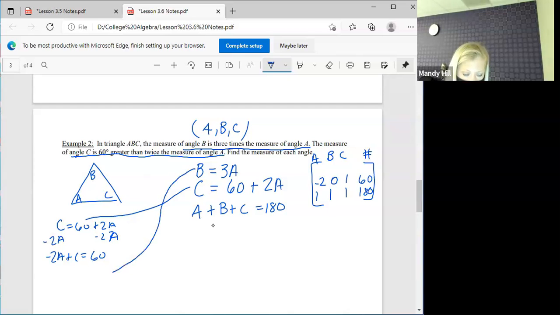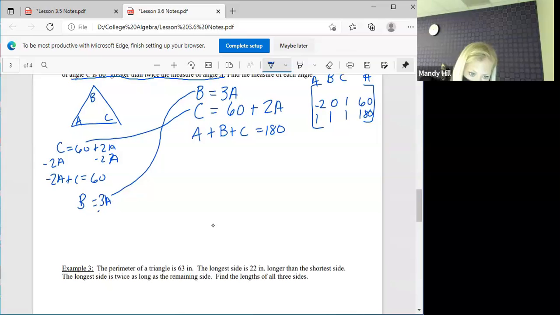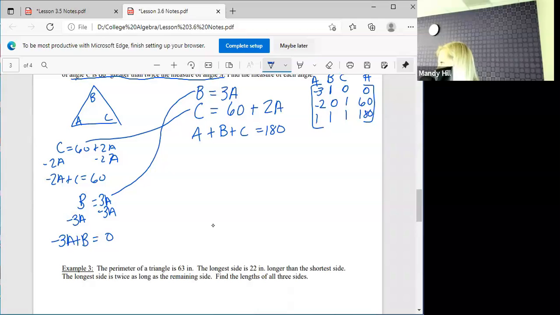Okay, on this one, if I want it to go on the graphing calculator, B equals 3A. Well, I can make that happen. I can subtract 3A, get it over here with the B, so that would be negative 3A plus B is equal to what? 0. So on my graphing calculator, that row would be negative 3. I do have 1 B. I don't have any C's, and it's equal to 0. Like it can work.